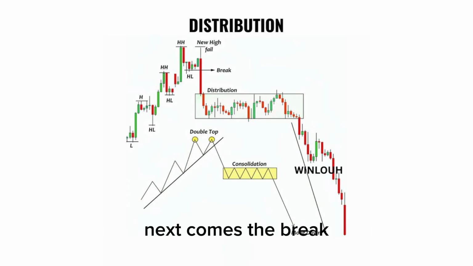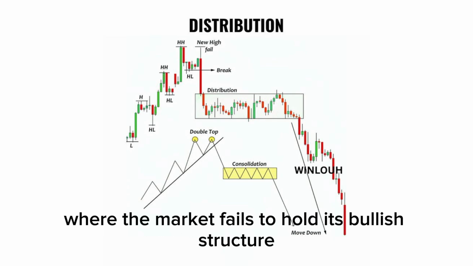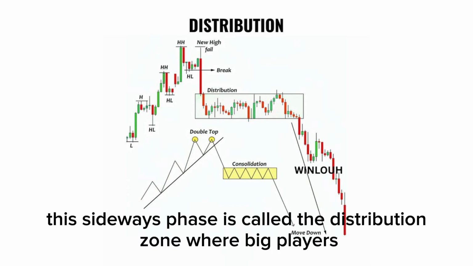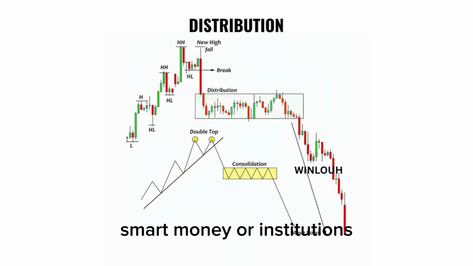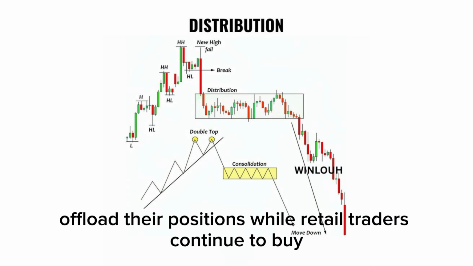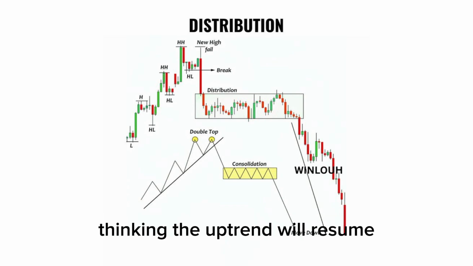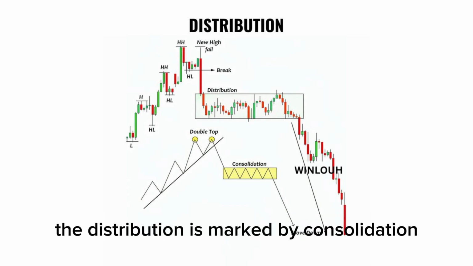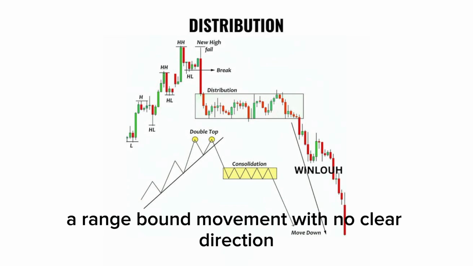Next comes the break, where the market fails to hold its bullish structure and starts moving sideways. This sideways phase is called the distribution zone, where big players, smart money, or institutions offload their positions while retail traders continue to buy, thinking the uptrend will resume. The distribution is marked by consolidation, a range-bound movement with no clear direction.